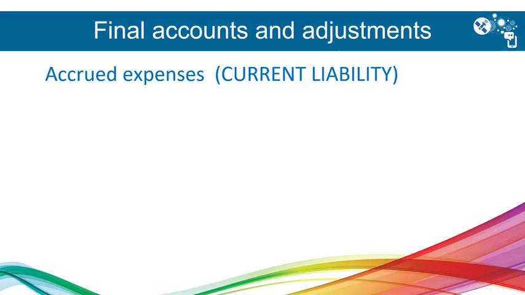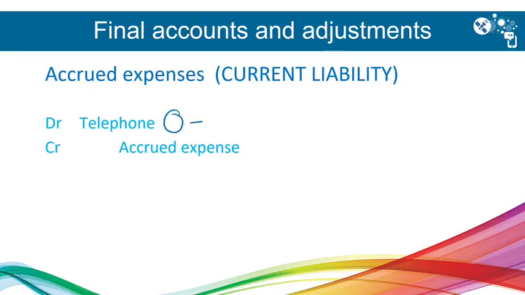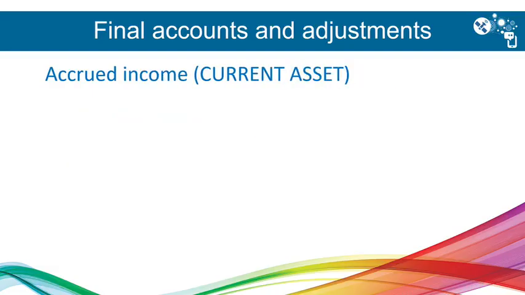Accrued expenses, we still need to pay the telephone account. That's a liability. If I owe somebody money, it's a liability. We debit telephone, owner's equity will decrease. Accrued expense, a liability that will increase. This is the one that we will show on the profit and loss, and accrued expense on the post-closing trial balance.